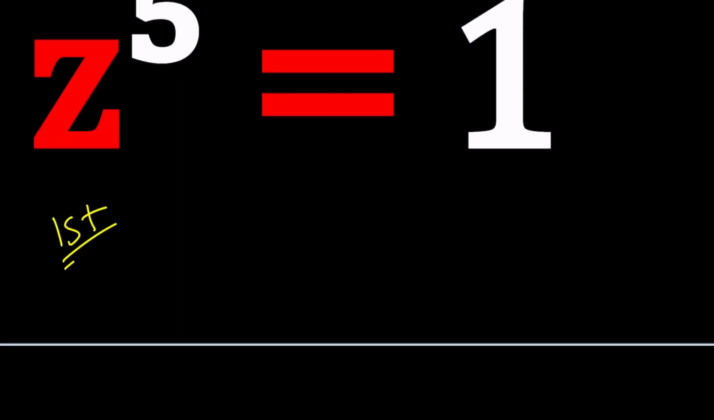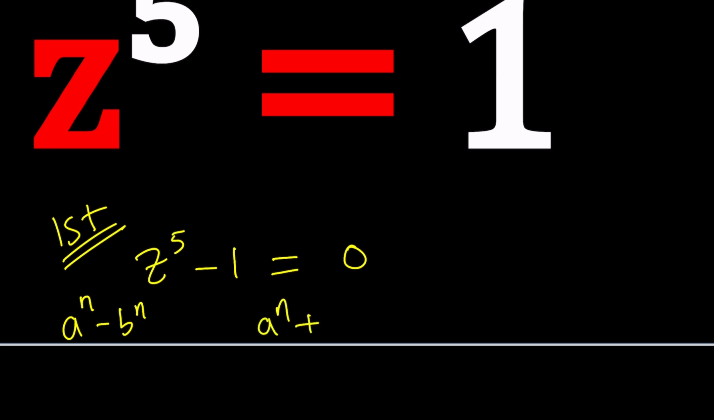First method involves a lot of heavy algebra, so bear with me while I do this, but this is fun. So I'm going to go ahead and subtract 1 from both sides to set the whole thing equal to 0. Notice that a to the n minus b to the n can always be factored if n is an integer. And a to the power n plus b to the power n can be factored when n is odd. When n is even, it can't be, in the real world.